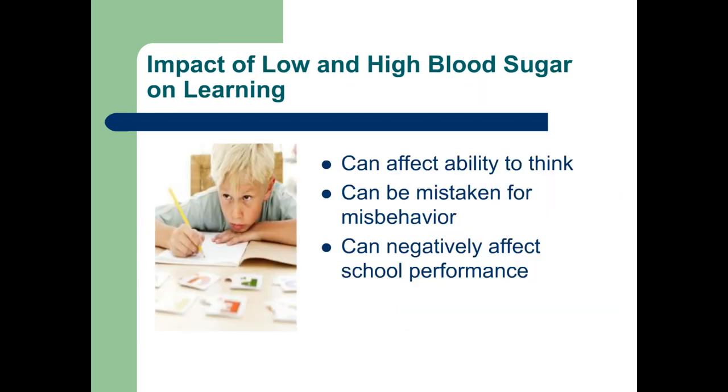Students and other school staff play important roles in helping students with diabetes in school succeed by understanding that changes in blood sugar levels can affect the ability to think, be mistaken for misbehavior, and negatively affect school performance. Each student with diabetes has different needs. Educational accommodations are outlined in the student's individual health care plan, 504 plan, or individual education plan.